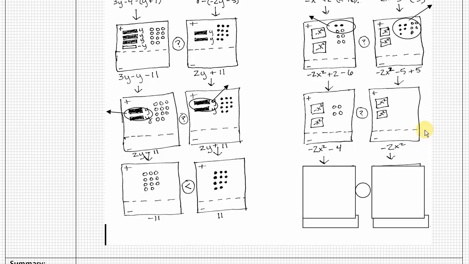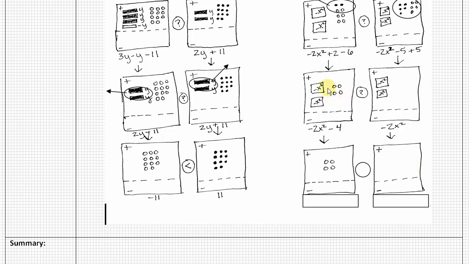So now we're ready to begin looking for tiles that we can see on both sides that are equal in value, so that we can remove them to compare what's remaining. And what I see that we can take off are these 2 negative x squared tiles. We have 2 of them on each mat. So it would keep everything balanced to take those 2 off on each side. And what would be left is a negative 4 on the left expression, and 0 on the right expression.